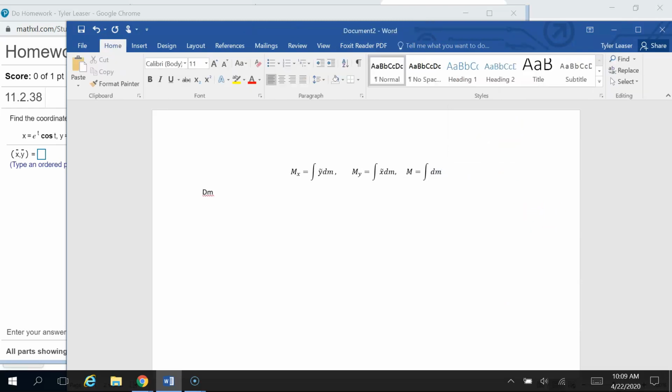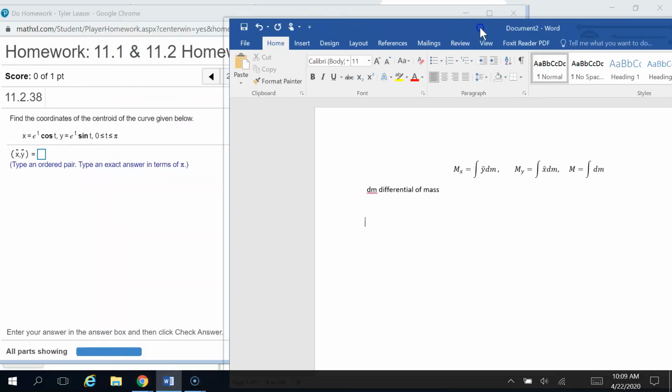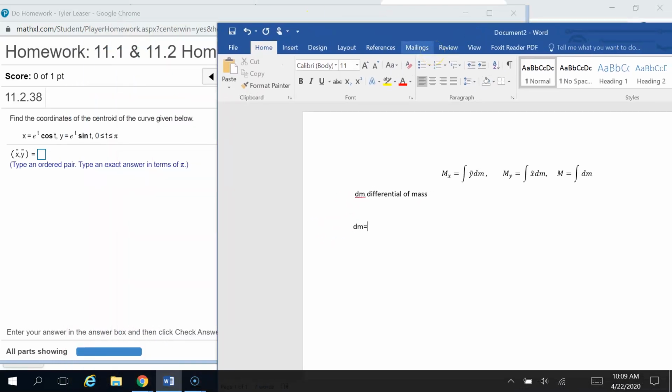Remember the little dm. This represents the differential of the mass. In other words, when you take that wire and split it up into infinitesimally small pieces, this is the mass of just one of those tiny little pieces. To find this mass, you have to take the density and multiply that by the length of each of these infinitesimally small pieces.